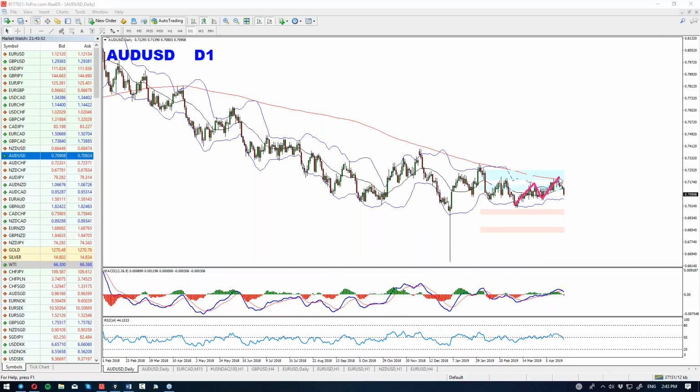The last movement on the daily is a double blockage. We do not yet have any bullish momentum. What is bullish momentum? Higher highs, higher lows. Nowhere. Since this low, nowhere.